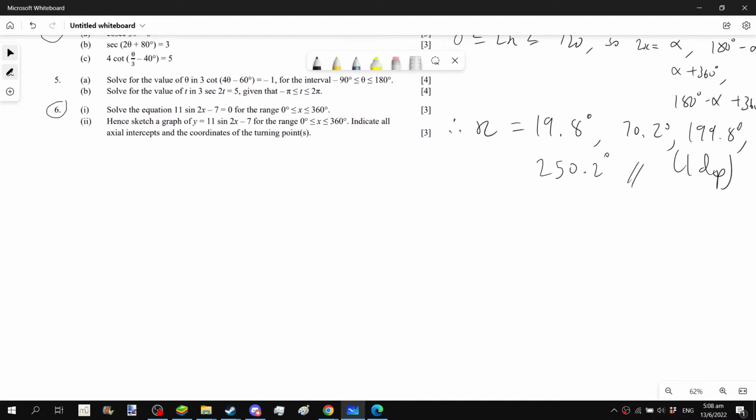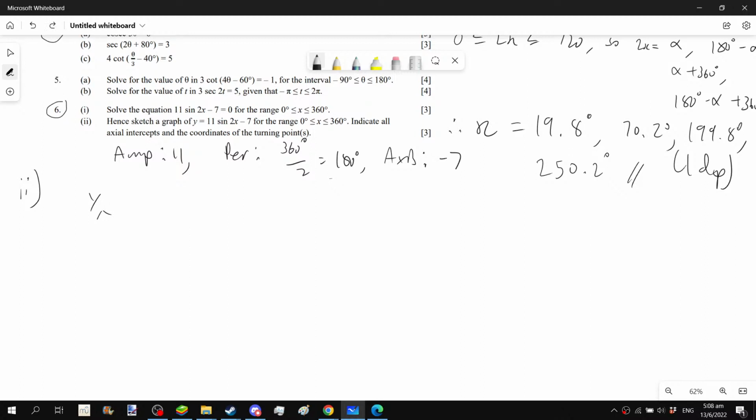You want to draw a graph, and notice it's a hence question, right? That makes sense because you want to label all axial intercepts and the coordinates of the turning points. In other words, you need to label the x-intercepts with the numbers in 6 part 1. So let's take a brief look over here. The amplitude is 11. The period is 360 divided by 2, in other words 180, and the axis is negative 7.